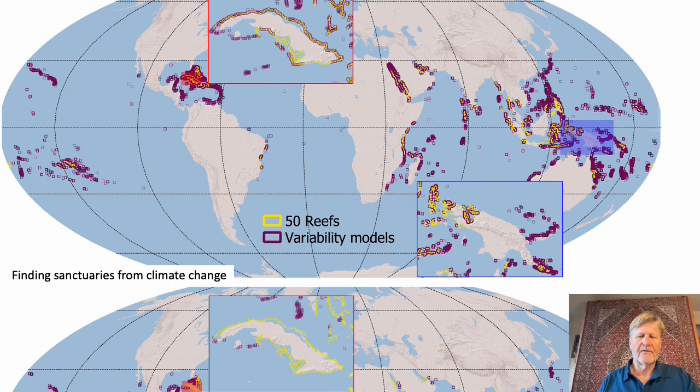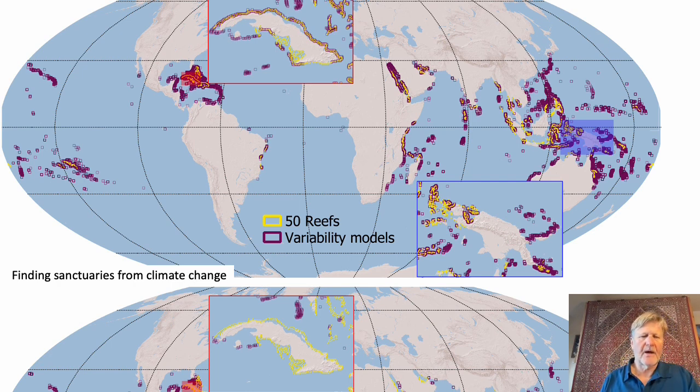This method is good for identifying refugia that will have low exposure, or what we call avoidance sanctuaries. But there are also other types of sanctuaries that are sanctuaries because corals recover quickly or they resist heat, and these might be identified by other methods. If you simply look at other types of models, such as the variability models, of which this is one, you can see there's quite a bit of coverage of sanctuaries by this different method.